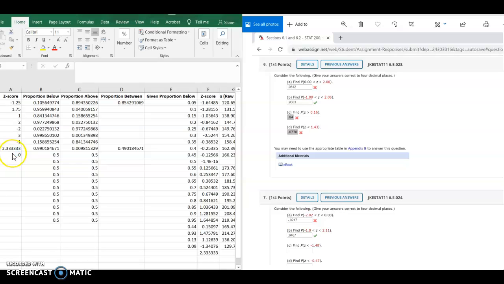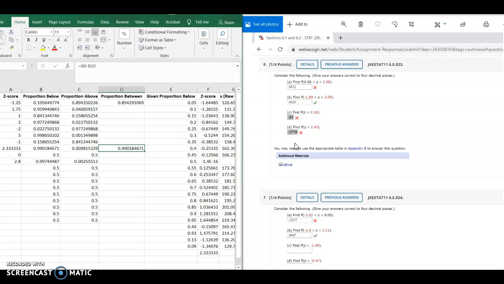So I already, in my normal distribution document, have a 0 entered in my z-score column. And then I need to have a 2.08. That's my other z-score. And now I want the probability that the z will be between those two values.